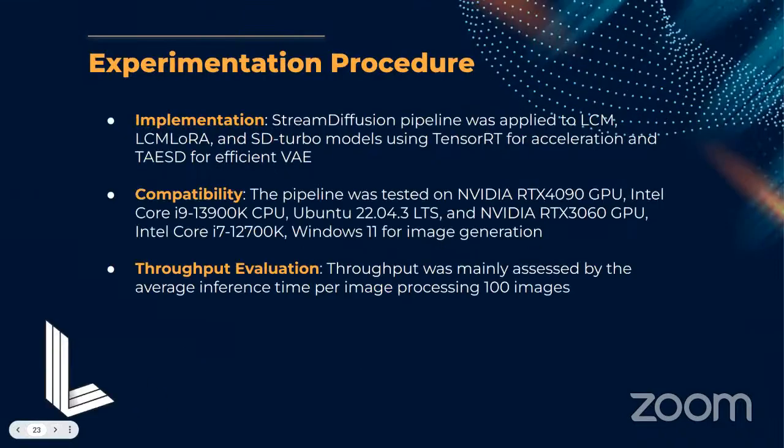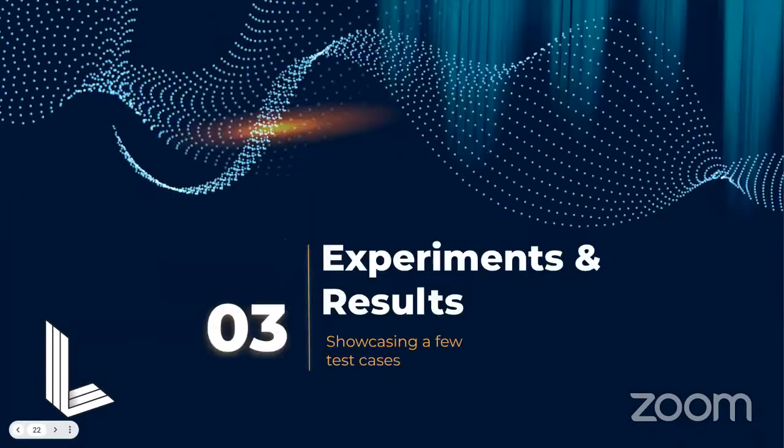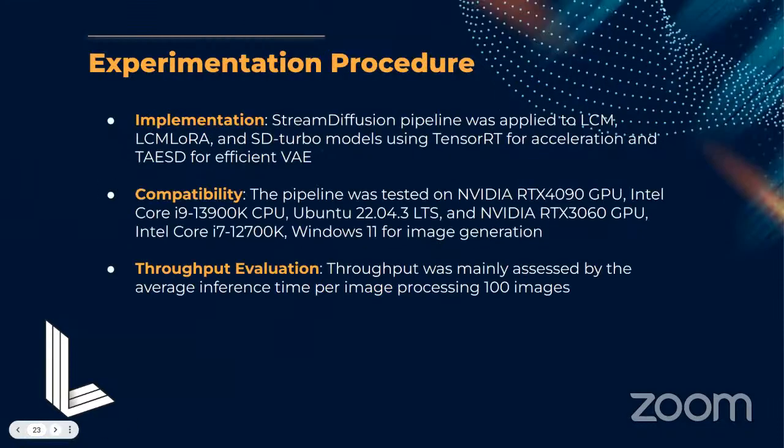So I'm going to discuss the experiments and the results. In the experiments, the StreamDiffusion pipeline was implemented upon the LCM, LCM LoRA, and SD Turbo, and the pipeline is comparable with the consumer GPU. It was tested on the NVIDIA RTX 4090 GPU, Intel Core i9-13900K CPU, Ubuntu 22.04.3 LTS, and NVIDIA RTX 3060 GPU, and the Intel Core i7-12700. So this was the comparability of the devices that was used. So first comes the qualitative experiment evaluation of the denoising batch.